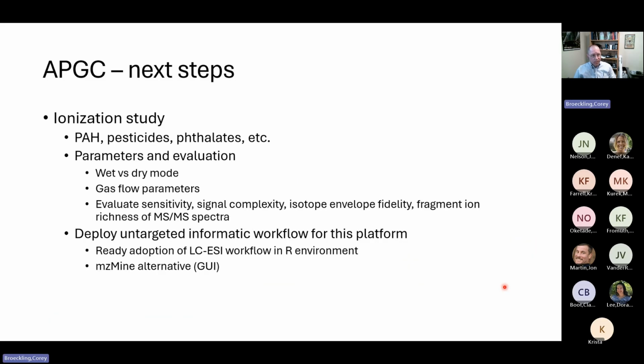So our next steps for the APGC are to really expand our understanding of the ionization methods. So this polyaromatics is where we started, but we've also been running some pesticides and some phthalates. And really what we want to do is get a really firm understanding of the ionization behavior in wet versus dry mode, and some of the parameters that we can change with it so that we can make some informed decisions on, one, how to acquire data, and two, how to interpret it once we have acquired it. And then we also want to ultimately expand and develop an informatic workflow for this platform so that our users can fully mine the untargeted data that's available through it.